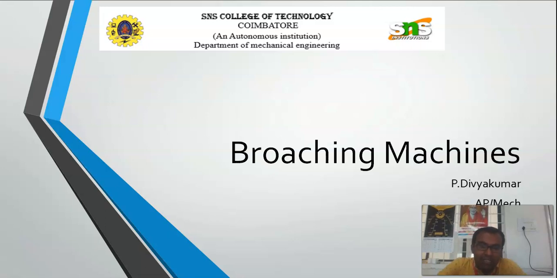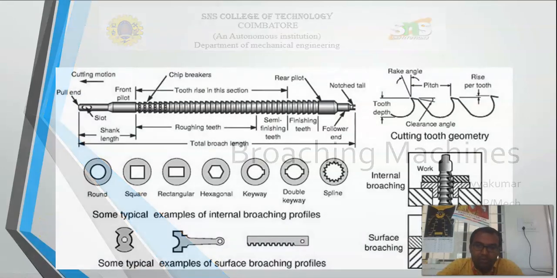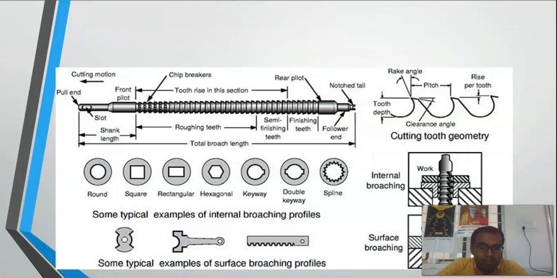In this lecture series, we will discuss the broaching machine. Before discussing the broaching machine, we first need to understand what a broach and the broach tool are. The figure clearly shows the broach tool, and this portion is the shank portion. This is fitted with the portion, and this is the roughing teeth, this is the semi-finishing teeth of the broach tool, and this is the finishing teeth of the broach tool.